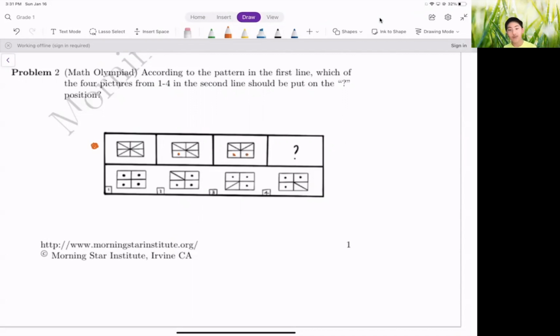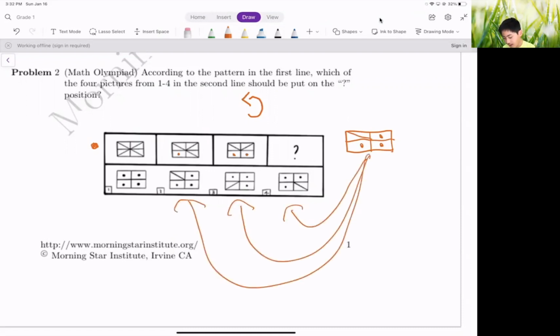But this is not just some random pattern. This pattern is going counterclockwise. So given this information, if it continues to replace lines using counterclockwise, then the next line should just be like this because it's going counterclockwise. So which of these 4 following matches the figure that we just drew? Of course, it is just 2. 2 should be written on the question mark position.